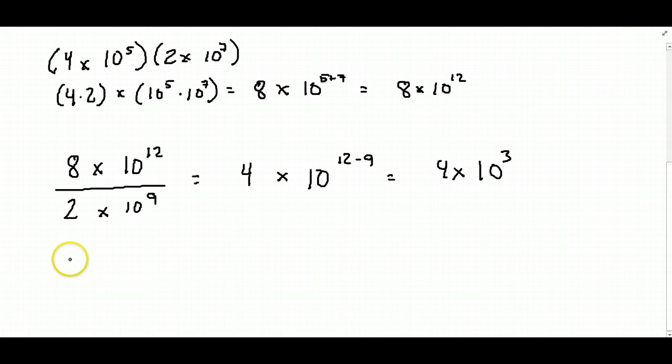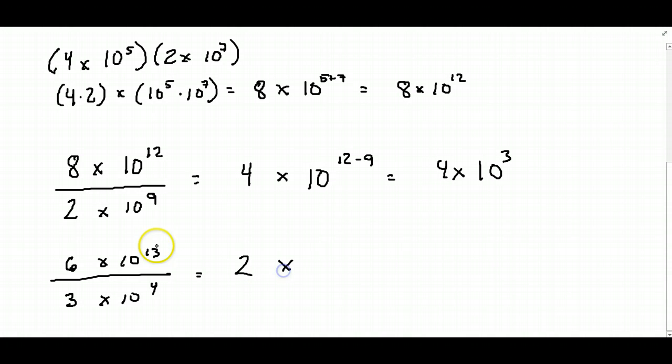If we have something like 6 times 10 to the 13th power all over 3 times 10 to the 4th power, again, we first divide our constants. 6 divided by 3 is 2, and then we look at our powers. So 10 to the 13th divided by 10 to the 4th would give us 10 to the 13th minus 4, or 2 times 10 to the 9th power.